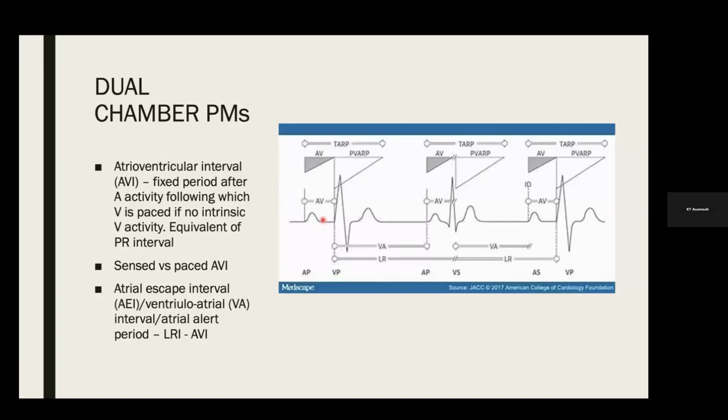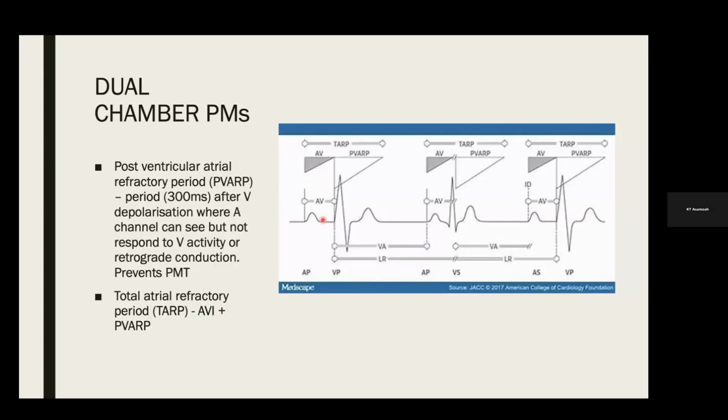Then there's another time called the post-ventricular atrial refractory period. After the ventricle contracts, or after the ventricular lead fires, after the ventricular spike, the atrium can still pick up activity within that complex. Now, we know that when the ventricle paces, just like in a junctional rhythm, you can have retrograde flow of current back into the atrium.